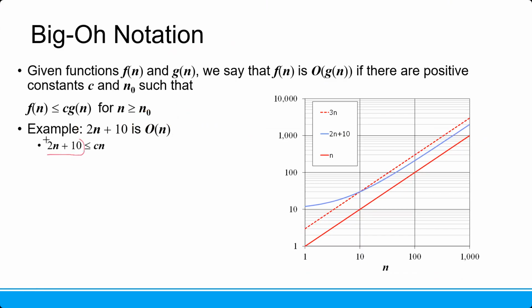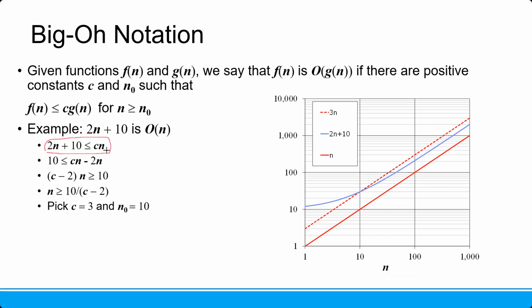You need to prove that 2n plus 10, which is f(n), will be lower than or equal to c, any constant, multiplied by g(n). g(n) is the n, so just multiply with n. Then by using some mathematical approach, I will not explain this one. I assume that you already learned the mathematics. So from this equation, we can derive to this one.